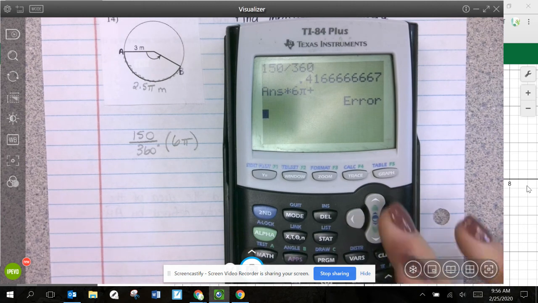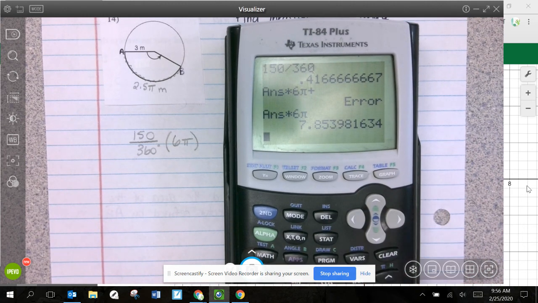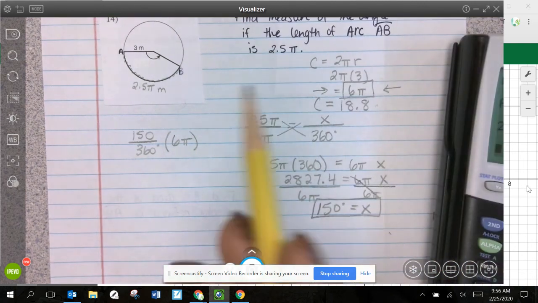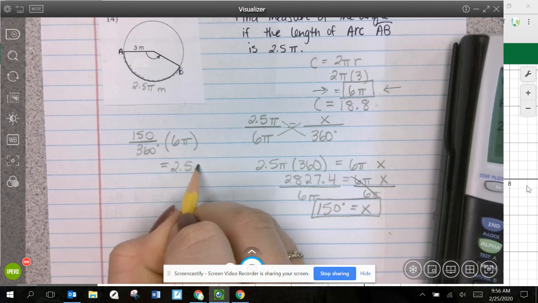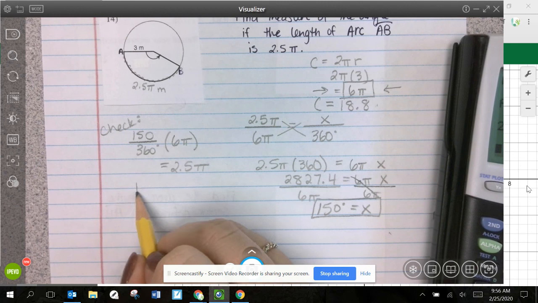Well, that's what happens when you use a plus sign. You get 7.85, which, if I plug that into my calculator, is the same as 2.5 pi, which is what I started with. So I get my 2.5 pi. When I check it, works out.